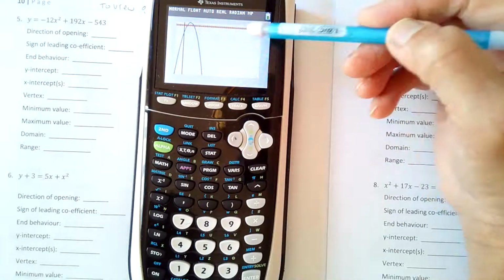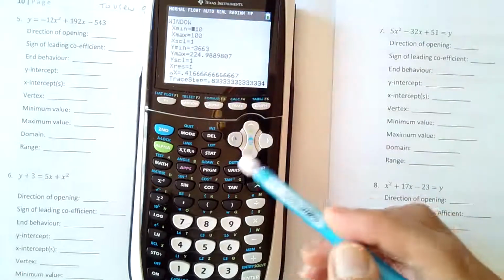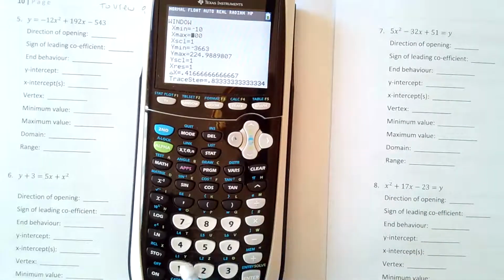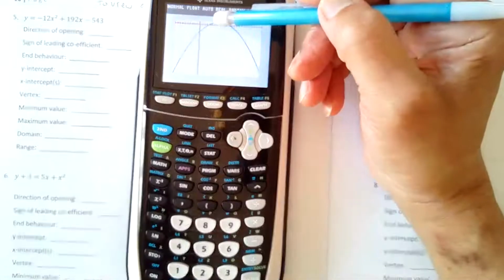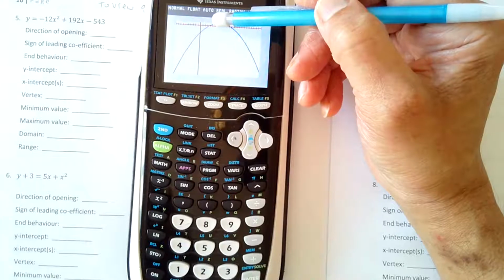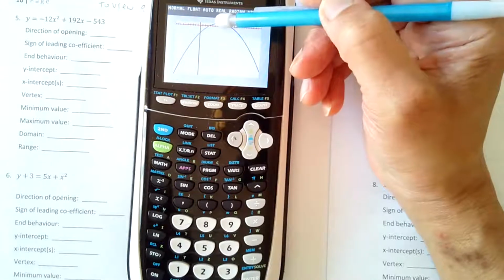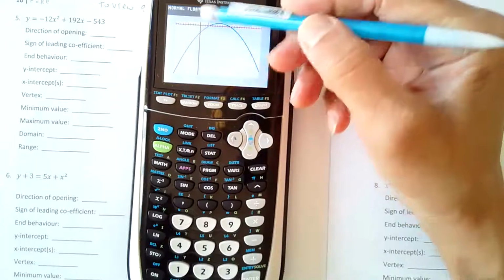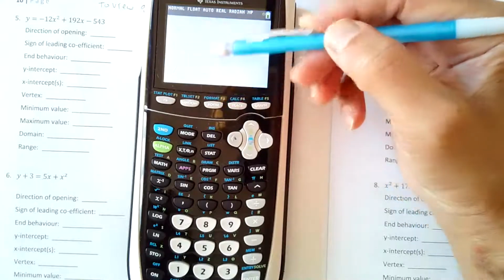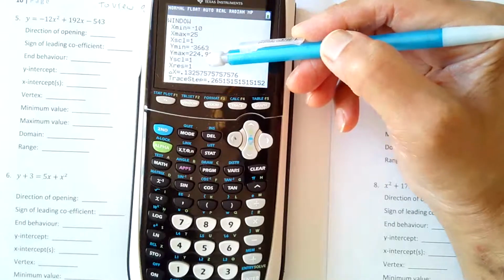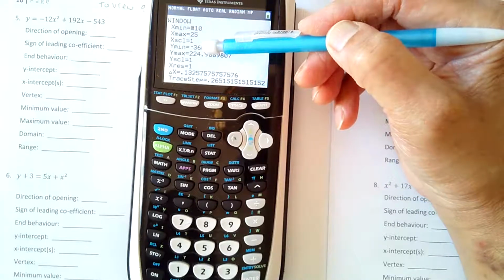Now I can get a better view by restricting my domain. Go back to window, and maybe make that 25, see what happens. You can see it's going down. Now notice I need to see my vertex a little bit more clearly. It seems to be somewhere I'm not seeing enough. So this is my y maximum going up, this is y minimum. So go to my window and change my y maximum. It's at 224. The minimum is negative 3,000.